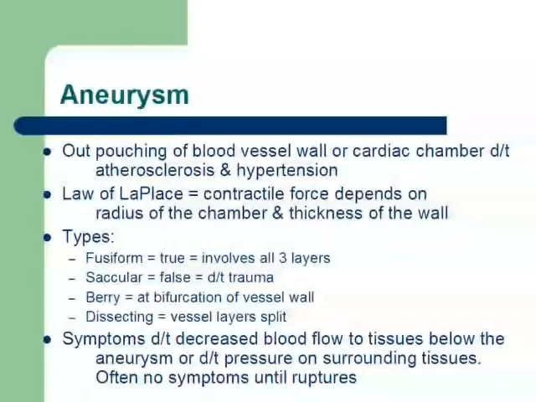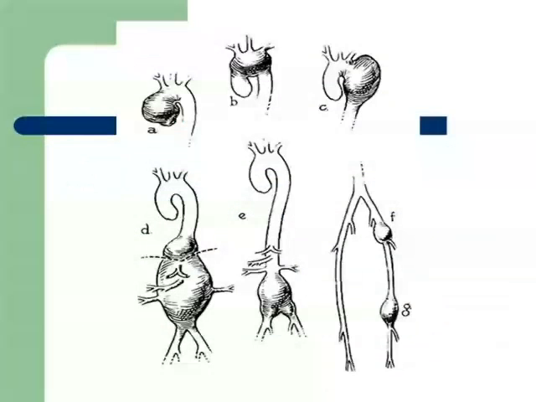Pressure on the surrounding tissues is a problem if the aneurysm is in the brain, where it becomes a space-occupying lesion and can increase intracranial pressure, or if it's in the thoracic cavity, where it could displace lung tissue, the esophagus, or the heart. And here are some diagrams of the different types of aneurysms. These are the most frequent sites.